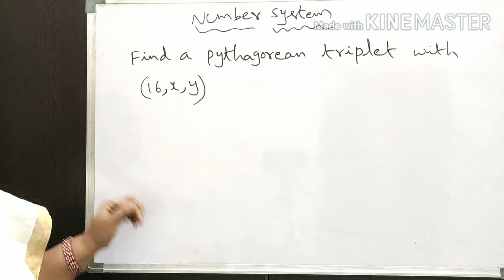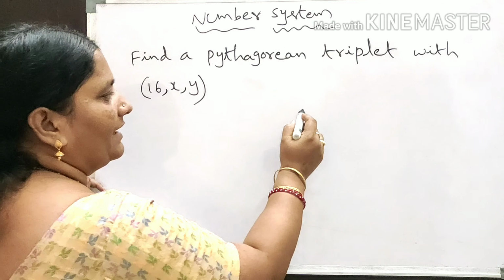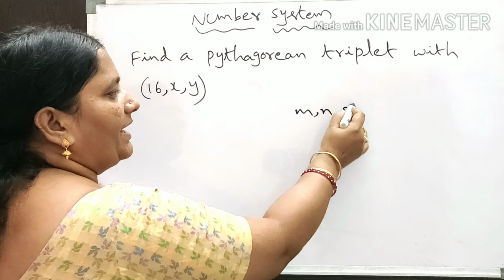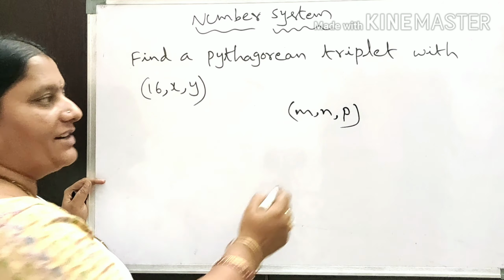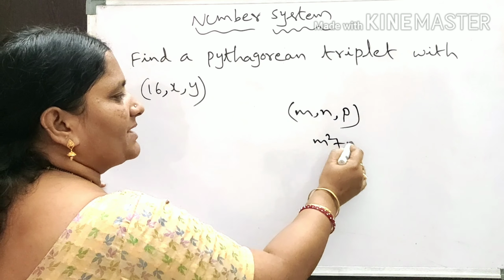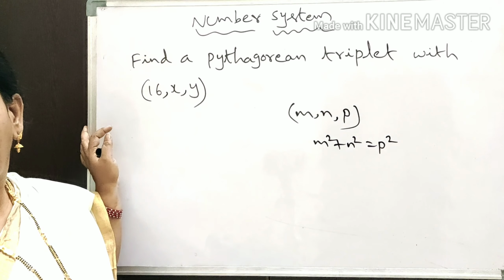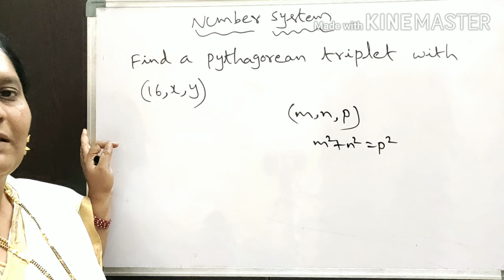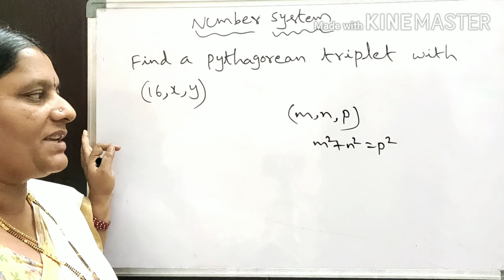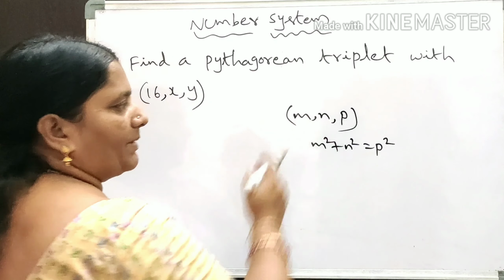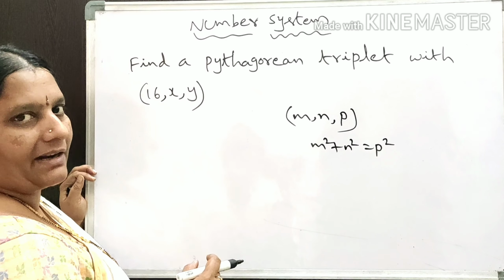A Pythagorean triplet is nothing but three natural numbers m, n, p which satisfy the condition m square plus n square equal to p square. If three natural numbers satisfy the condition m square plus n square equal to p square, then m, n, p is called a Pythagorean triplet.